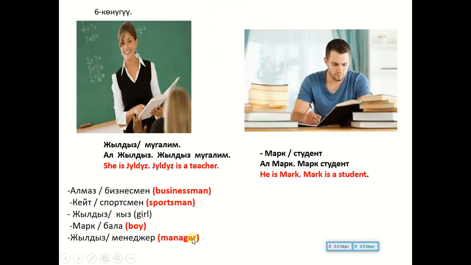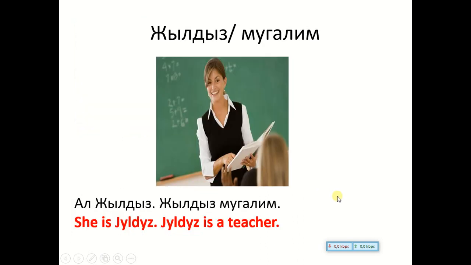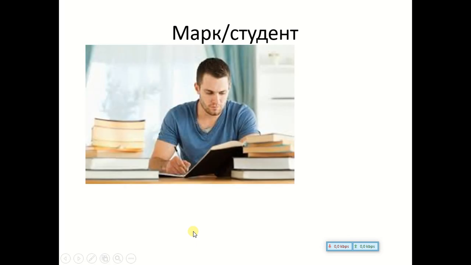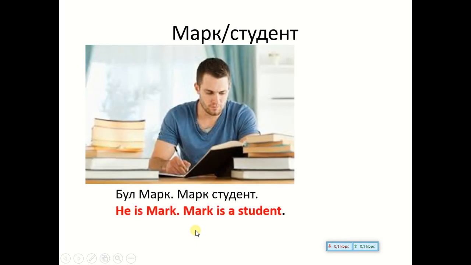Okay, pay attention to the next exercise. Al Yıldız, Yıldız muhalim. She is Yıldız. Yıldız is a teacher. Al Mark, Mark student. He is Mark. Mark is a student. Yıldız muhalim. Yıldız is a teacher. Mark, bu Mark. Mark student. He is Mark.